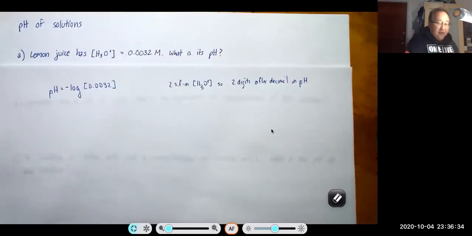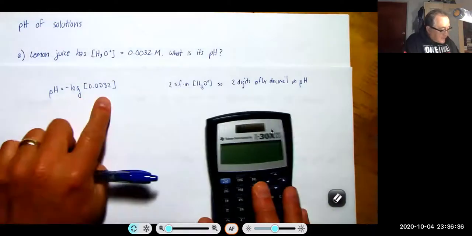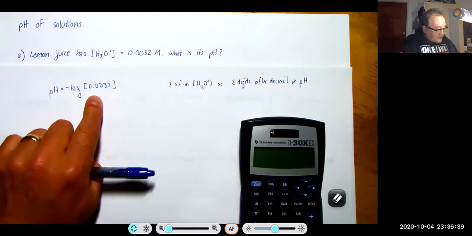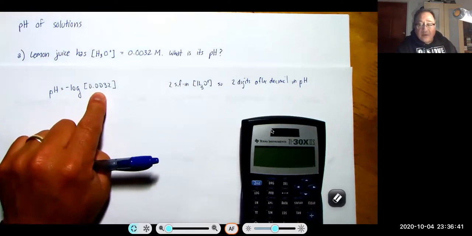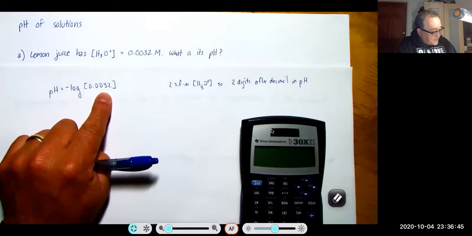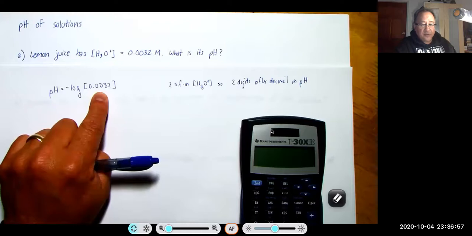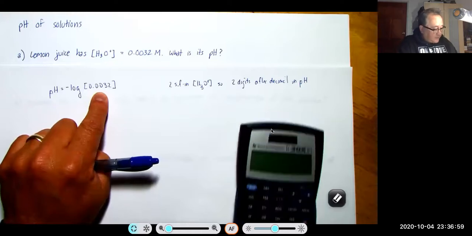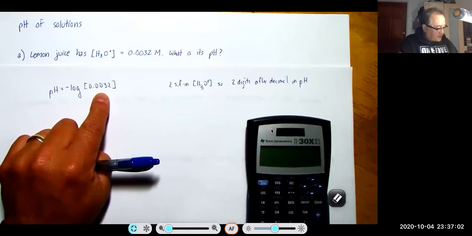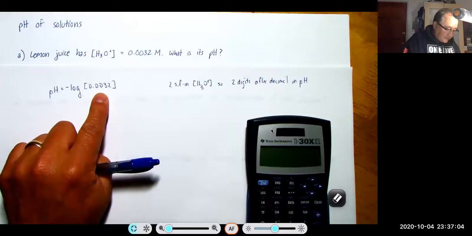So here we can even estimate the answer if you wanted to. You can see that this number is greater than 0.001, which is 1 times 10 to the minus 3. And it's also less than 0.01, which would be a pH of 2. So the answer should be between 2 and 3. Probably closer to 3, I would imagine. All right, so let's take a look.